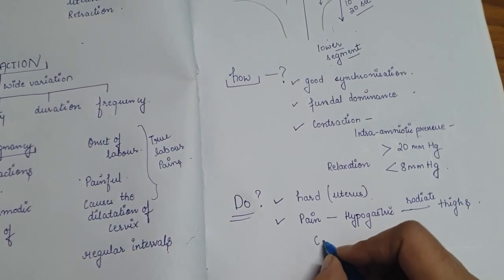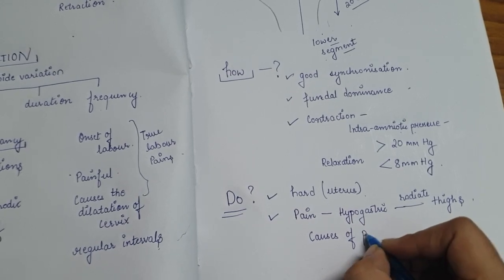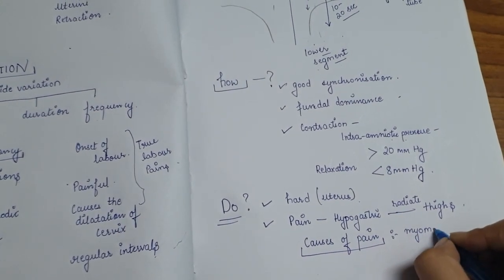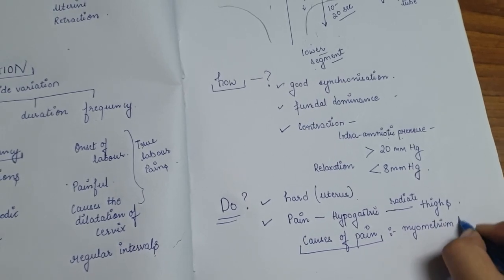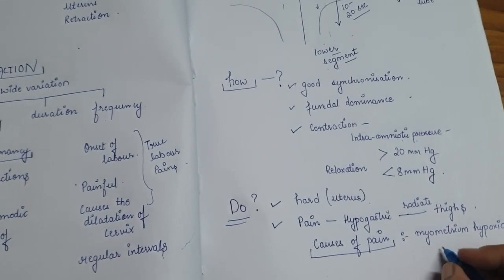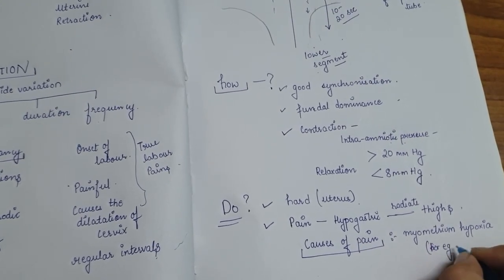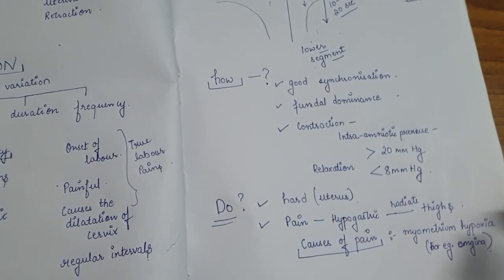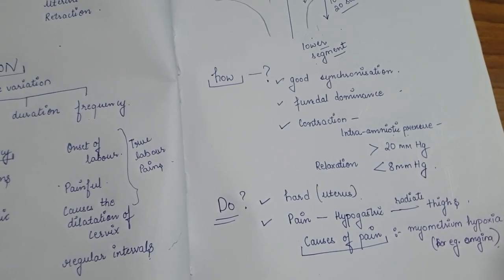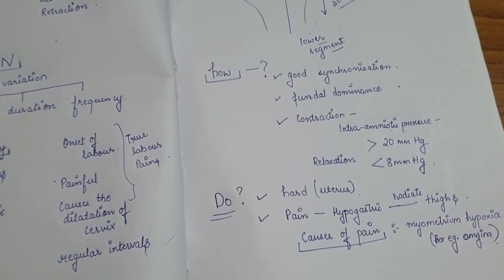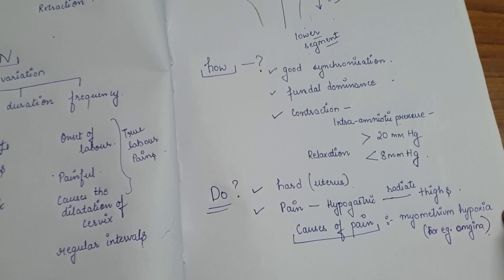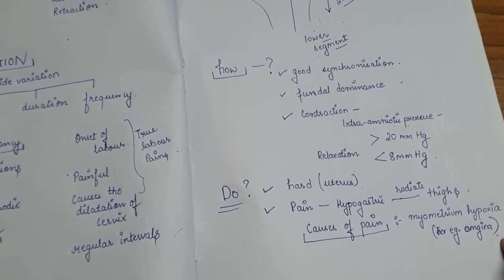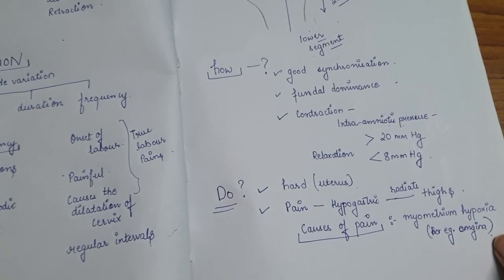Next, what are the causes of pain? It causes myometrial hypoxia, same as in angina. When the contraction occurs, the blood vessels are occluded and it stops the blood supply to the middle layer of the uterus, that is the myometrium. So it leads to hypoxia, which in turn results in pain, the same as in angina, where pain in the heart occurs when there is no blood supply to the muscles of the heart.